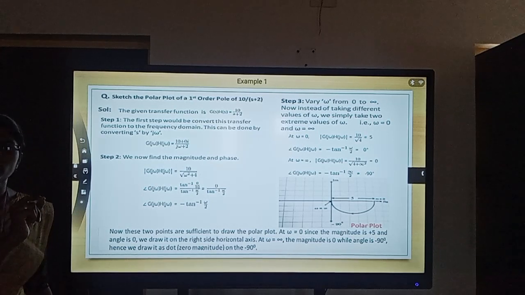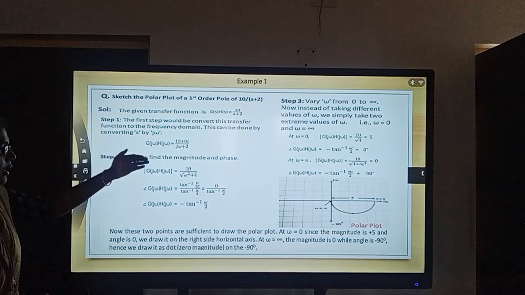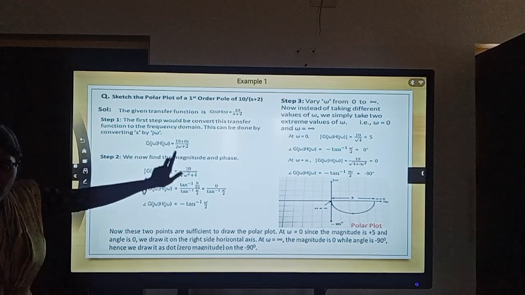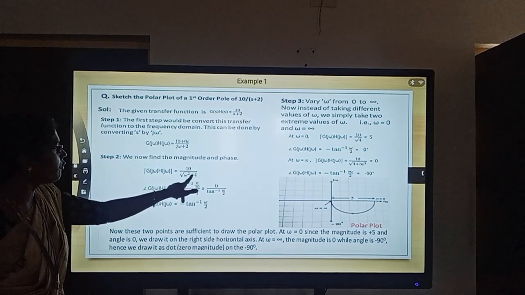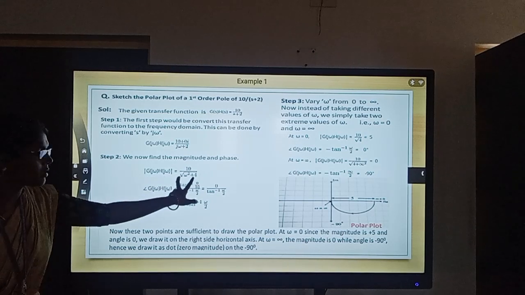If we take 2 as common outside, it becomes 1 plus s by 2, that is j omega by 2, so 1 plus 0.5 j omega. Then 10 by 2 cancels and becomes 5. You can find it in such order also. Since it is a single order system, we have done it like this. So it will become 10 divided by root of omega square plus 4. This is the magnitude now.